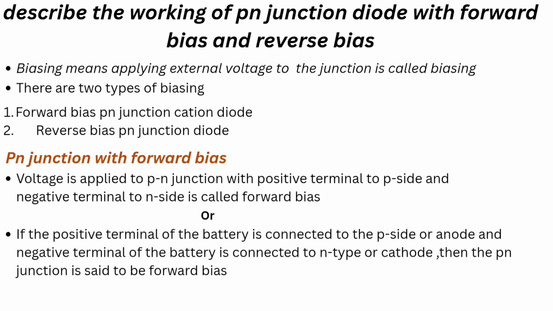So here I mentioned two definitions for the PN junction with forward bias. The voltage is applied to the PN junction with the positive terminal to the p type and negative terminal to the n side. So that is called forward bias. And another way to say it is, if the positive terminal of the battery is connected to the p side or anode and the negative terminal of the battery is connected to the n type or cathode, then the PN junction is called forward bias.